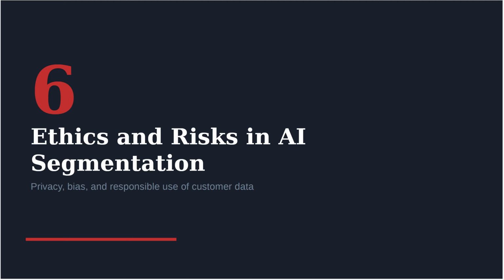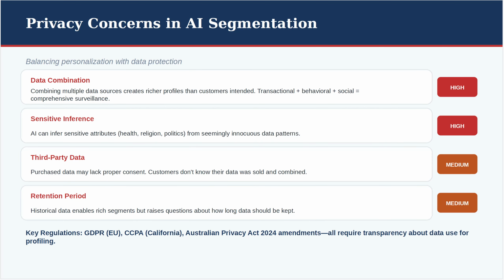Then we have some ethics and risks in AI segmentation, like we have to address privacy and bias. So data combination: each data source alone might be fine, but combining purchase history, location, social media is where the real gold is. For instance, Target's famous pregnancy prediction, buying certain products correlated with pregnancy. They knew before family members that somebody is pregnant. So the question is, is this helpful personalization or just big brother surveillance?